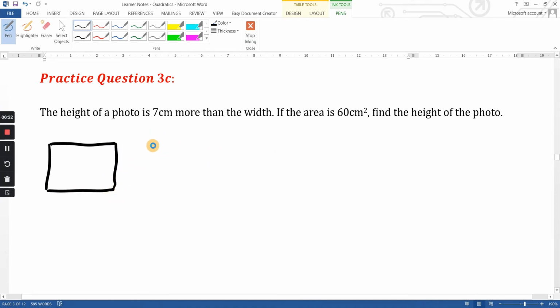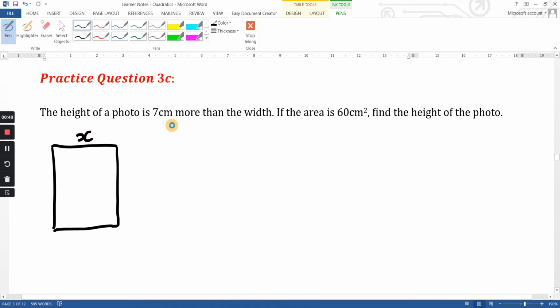So the height is 7 centimeters more than the width. I tell you what, let me just redraw that because the height is bigger. It's going to look something like that, isn't it? Yeah. So the height is more than the width. That's what they're saying. So let's call the width x. The height is going to be 7 centimeters more. That's going to be x plus 7.